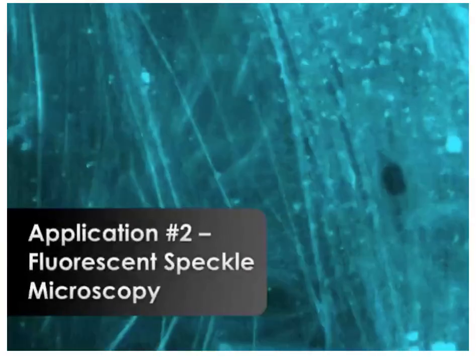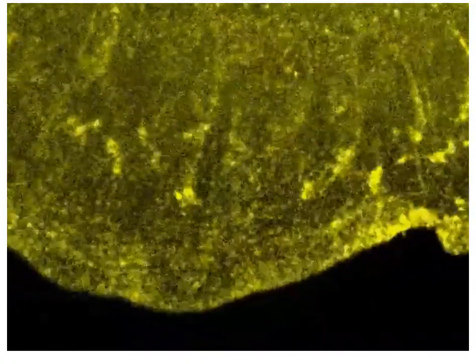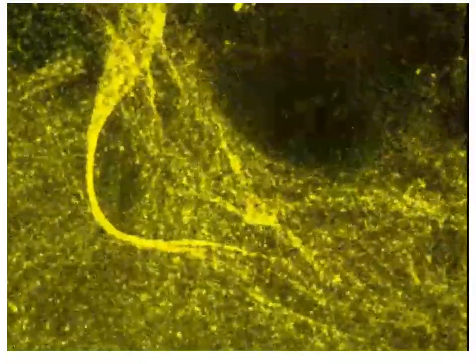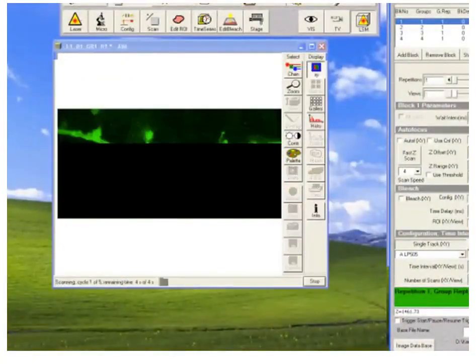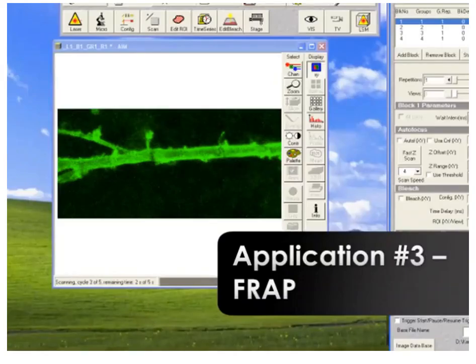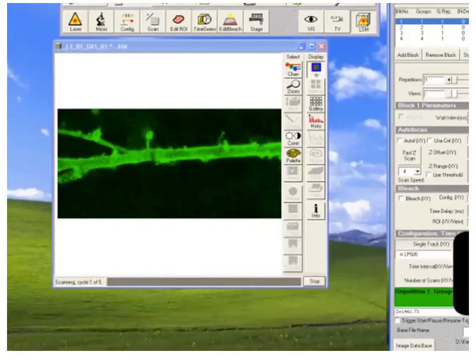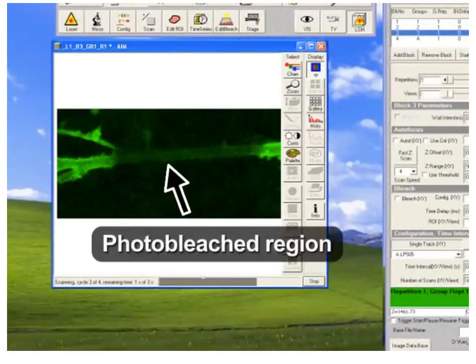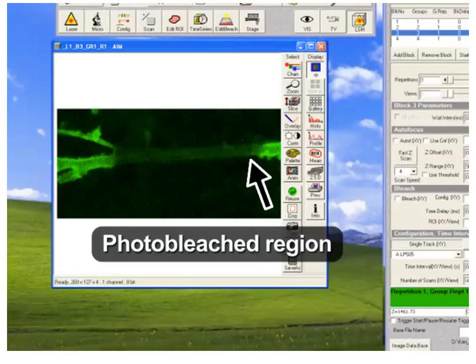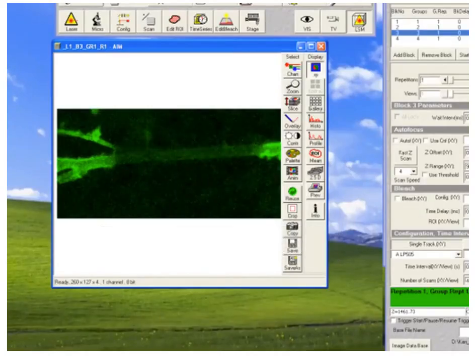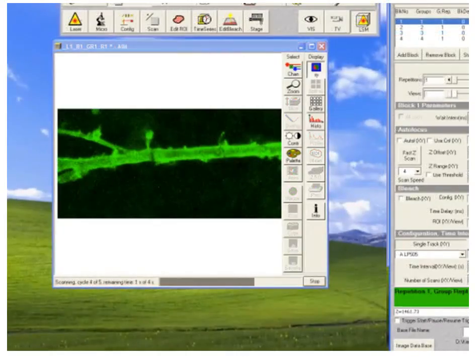Another application of fluorescence imaging is fluorescence speckle microscopy, which is a technology that uses fluorescently labeled macromolecular assemblies, such as the F-actin network seen here, to study movement and turnover kinetics of this important cytoskeletal protein. An advanced technique known as fluorescence recovery after photobleaching, or FRAP, is performed by intentionally photobleaching a small region of a sample in order to monitor the diffusion rate of fluorescently labeled molecules back into the photobleached region.